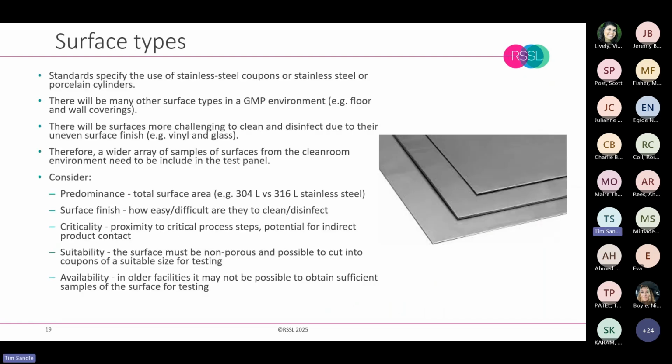Another thing with the standards is that essentially they use stainless steel, or in the case of the US ones, porcelain, either discs, coupons, cylinders, however they're described. And that's because stainless steel is the base material for evaluation. Now, while stainless steel is often found in abundance in GMP areas, we're going to have a lot of other different types of surfaces. We're going to have vinyl, glass, acrylic and other types of materials.